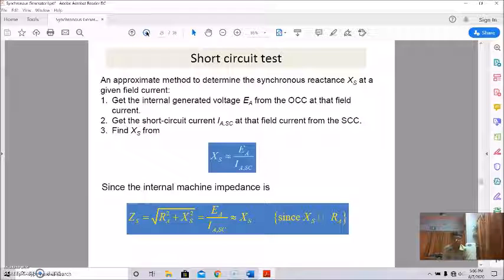So an approximate method of determining the synchronous reactance XS at a given field current: get the internal generated voltage EA from the OCC at that field current, get the short circuit current IA,SC at the same field current from the SCC, and find XS. So XS equals EA by IA,SC. The internal machine impedance is ZS equal to the square root of this, so ZS equals EA by IA,SC, and that is approximately XS, since XS is much larger than RA.